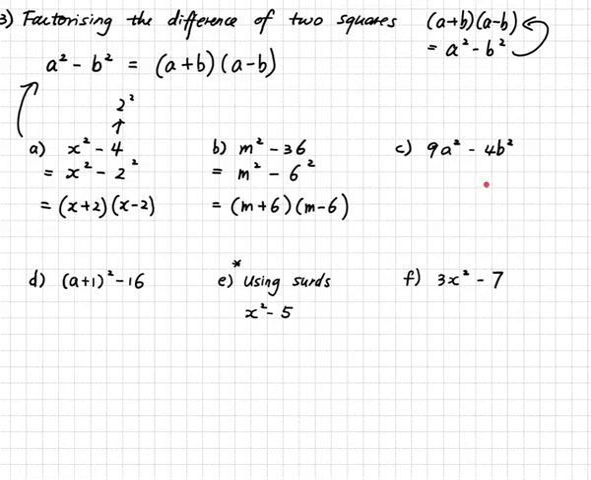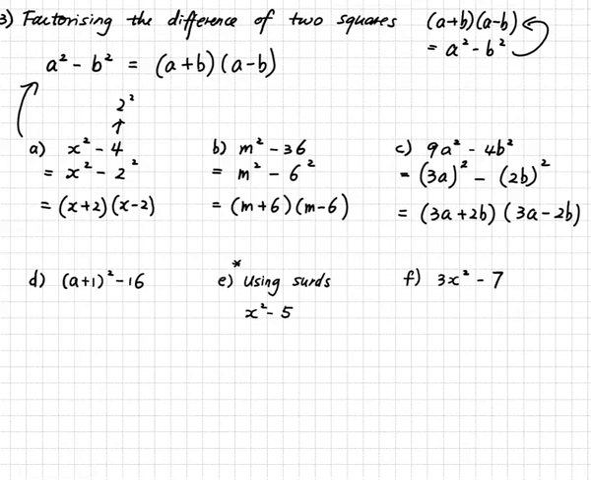I have 9a squared minus 4b squared. Ask yourself, can I write it as something squared? The answer is yes, because 9 is 3 squared. So I literally have 3a, the whole thing squared, that will give us 9a squared. Same as the second one, 4 is 2 squared. So therefore, I can say 2b, the whole thing squared, will give me 4b squared. So therefore, the factorized format should be 3a plus 2b times by 3a minus 2b.